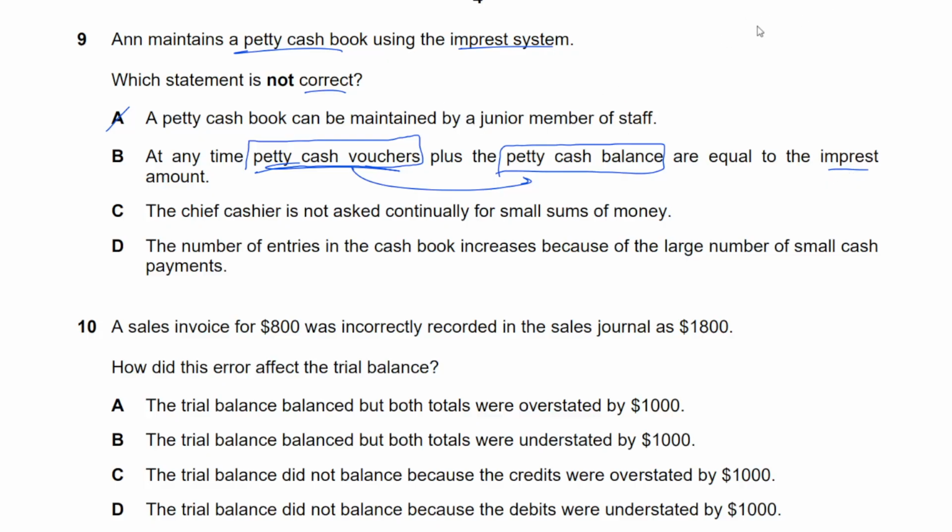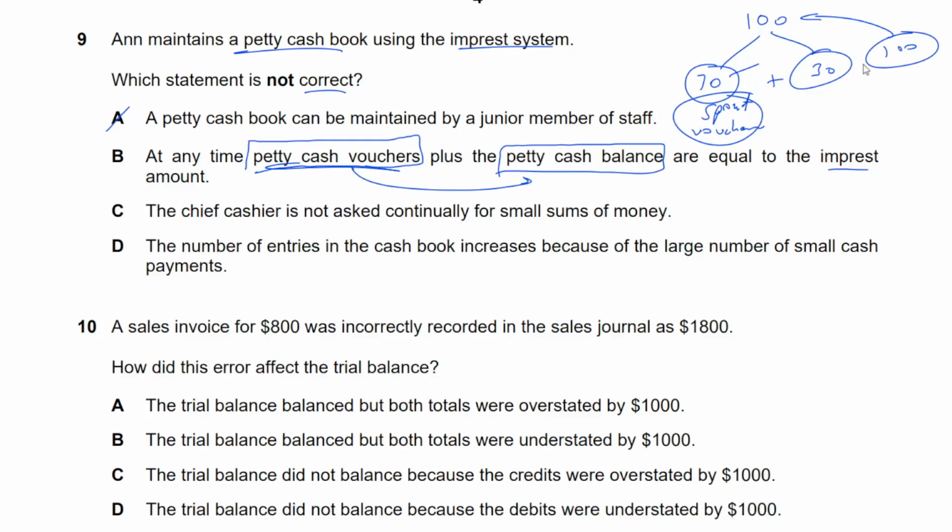Are you guys getting me? So let's say the imprest amount is 100 and 70 of that was spent. When you spend that, what is the business document used? That is the vouchers. Okay, so the vouchers are a total of 70 and the remaining balance is 30. And they should add up to the imprest amount, right? The money spent is basically the vouchers, and the money remaining is the remaining money. You add them up, they should add up to the total amount we had.